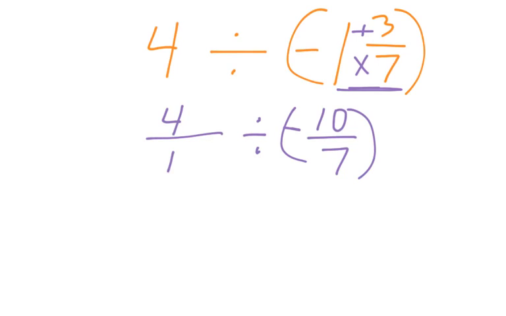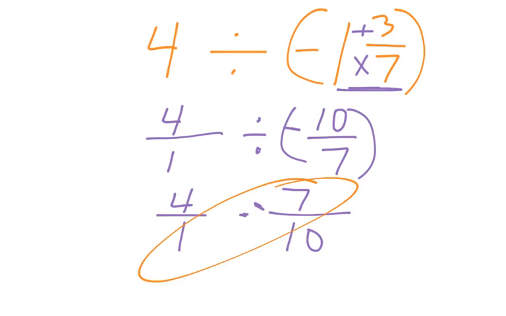So now we have 4 over 1 divided by negative 10 over 7. And now we can make a multiplication. So 4 over 1 times, flip this second fraction and multiply, 7 over 10, or negative 7 over 10. Okay? So now we look to reduce vertically and diagonally. We can't reduce this way, right? But we can reduce, let me just make that multiplication sign a little bigger.